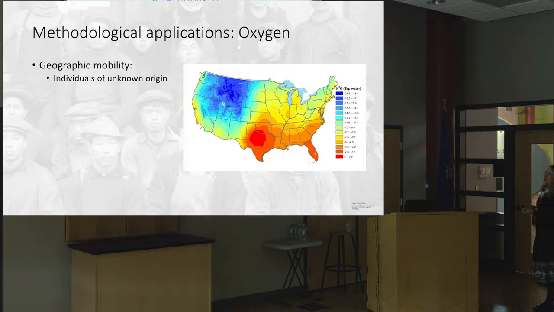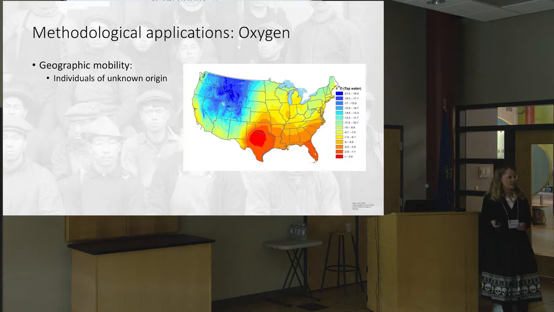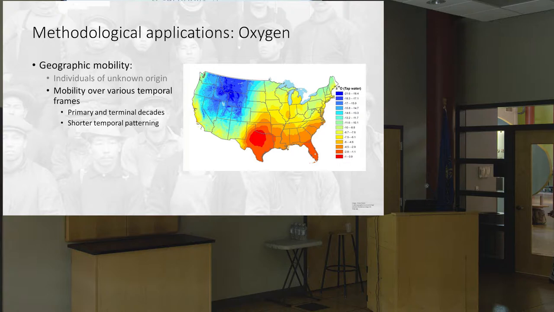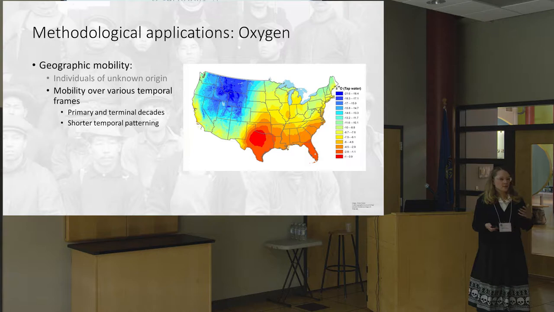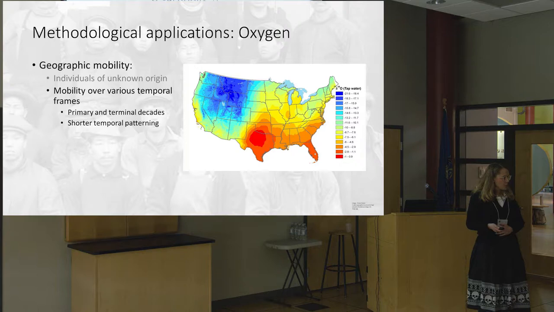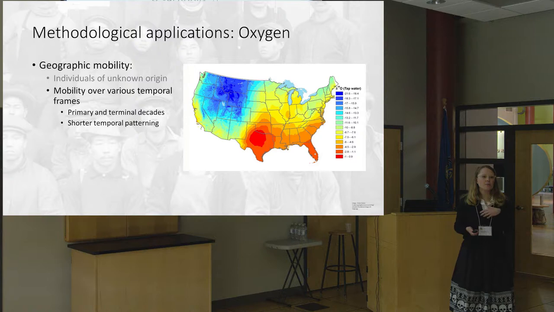Now, geographic mobility. We're talking about oxygen, individuals of unknown origin. We can do this not only in the way past, and in the way, way past, but also in the present with forensic applications as well. We're looking at mobility over various temporal frames. So looking at primary and terminal decades of life. And primary decades, your teeth, right? A lovely record of, depending on what tooth it is and how old you are when you take the tooth, could be a record of gestation in the mom's belly, right? Or it could be your independent diet as a child. So we say generally the teeth, depending on which one we pick, is about the first decade of life.